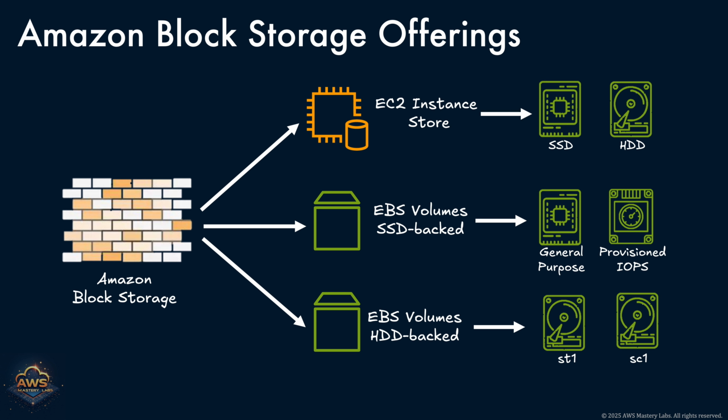The bottom tier showcases EBS HDD-backed volumes, optimized for high-throughput workloads with large sequential data access patterns. ST1, throughput-optimized HDD, is ideal for big data, data warehouses, and log processing. SC1, cold HDD, is cost-effective for infrequent access to data, such as backups or older logs. This layered architecture allows AWS users to select the most suitable block storage option based on performance, durability, and cost requirements, ensuring optimal infrastructure design for diverse use cases.